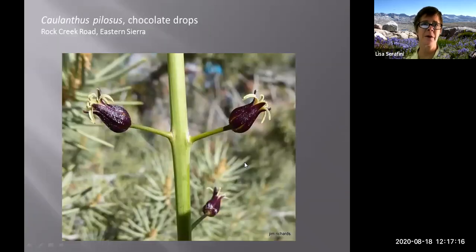Probably my favorite, though, is chocolate drops. Calanthus pilosus, again, this is from the Eastern Sierra. Who could not like something called chocolate drops? But very, very purple sepals here with the much narrower, light colored petals. I unfortunately can't find better pictures because I have lots of pictures of it, but organization of pictures is not a strong suit for me. It grows in a lot of open areas, and we tended to find it where fires have happened, which of course makes sense because then it's open, and it's a beautiful plant.